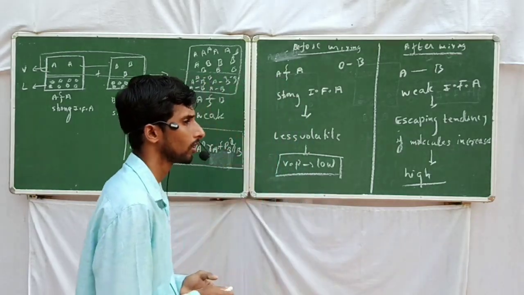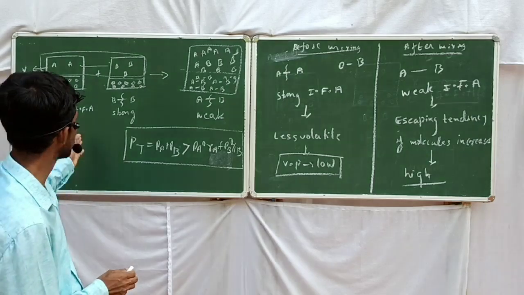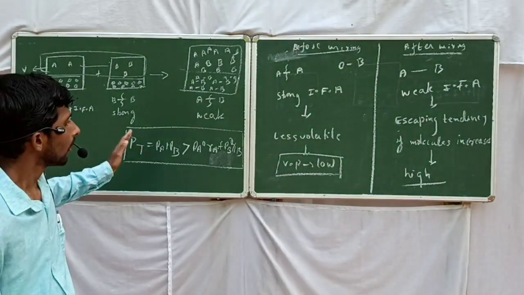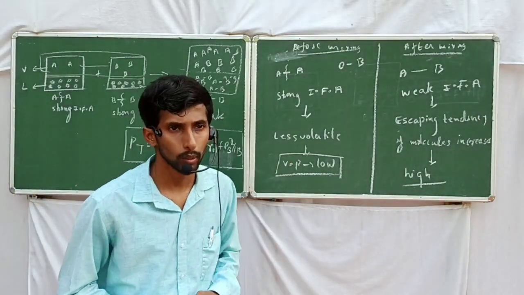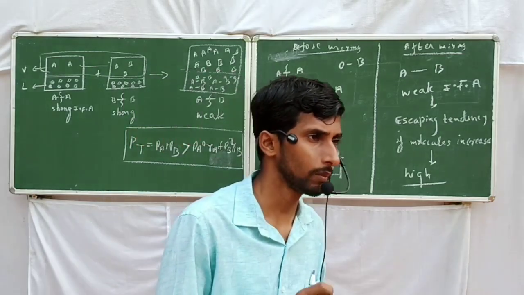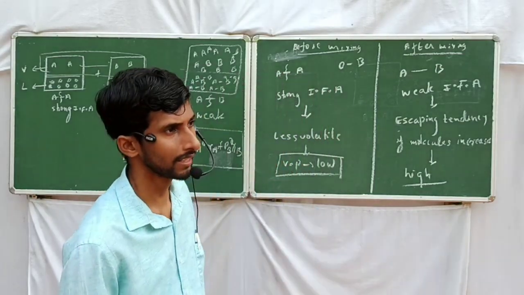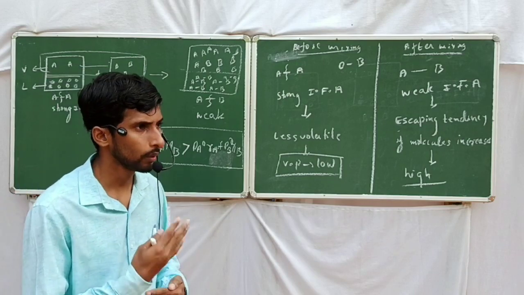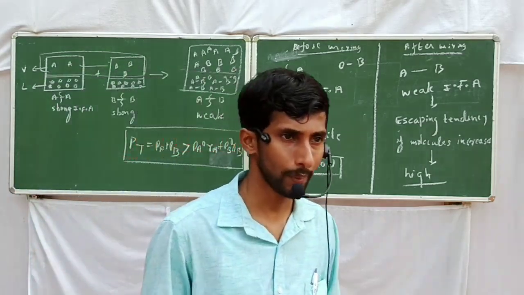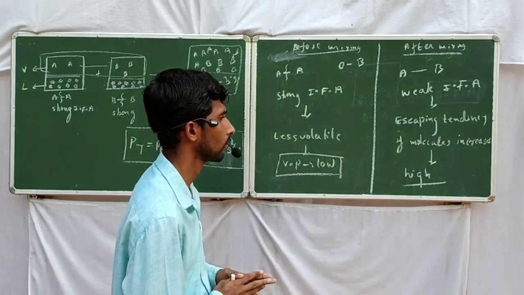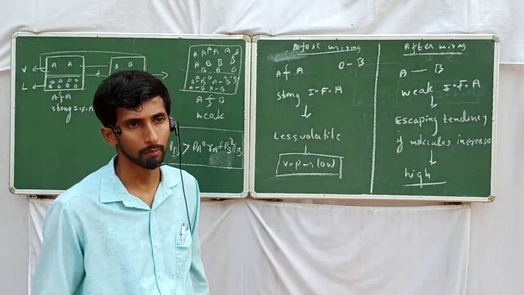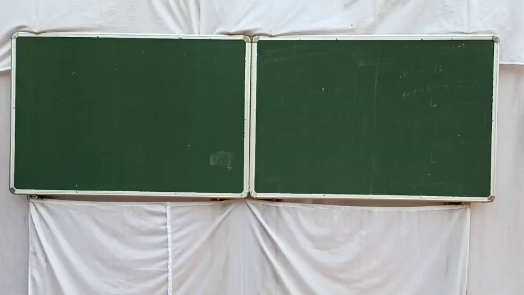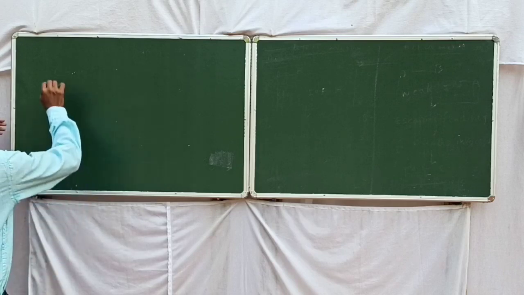But in case of non-ideal condition, in case of positive deviation, after mixing, intermolecular forces of attraction between the molecules of the component decreases. So more and more molecules will escape to vapor phase. So vapor pressure of the solution is higher than that calculated by using Raoult's law. Okay. Second characteristic, that is heat change.